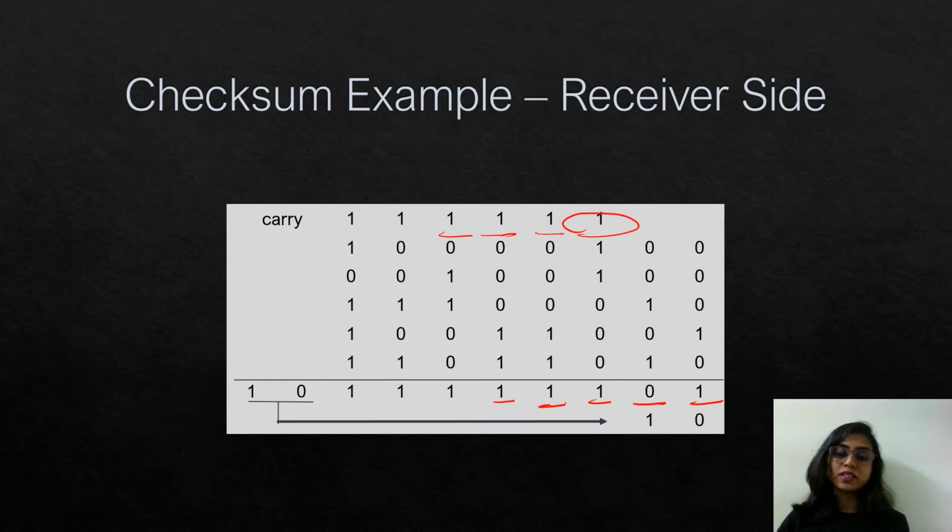And again it's the same. So 3 ones plus 0 is 11 again. 1 is written here and 1 is taken as the carry. So again 1 plus 0 plus 1 plus 0 plus 1 is 11. So 1 is written here and 1 is taken as the carry.